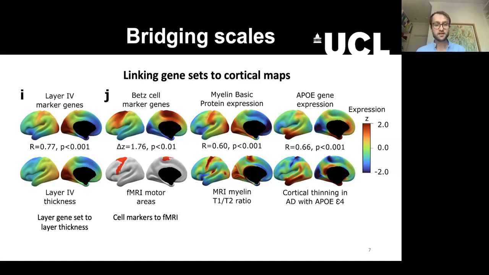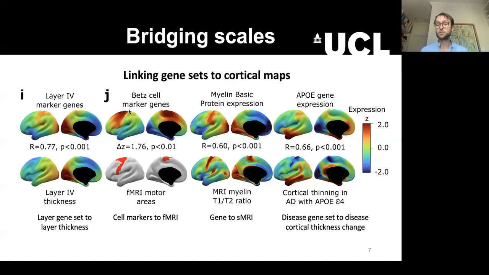The next comparison was comparing myelin basic protein expression with an MRI-defined measure of myelin, so the T1/T2 ratio. And we see that there's a strong overlap between a gene-level description of myelin and the structural MRI-defined metric.